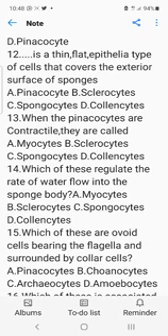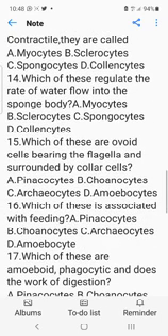When the pinacocytes are contractile, they are called dash. Is it the myocyte? Is it the sclerocyte? Is it the spongocyte or the collencyte? When the pinacocytes are contractile, they are called myocyte, which is A. Number 14. Which of these regulates the rate of water flow into the sponge body?